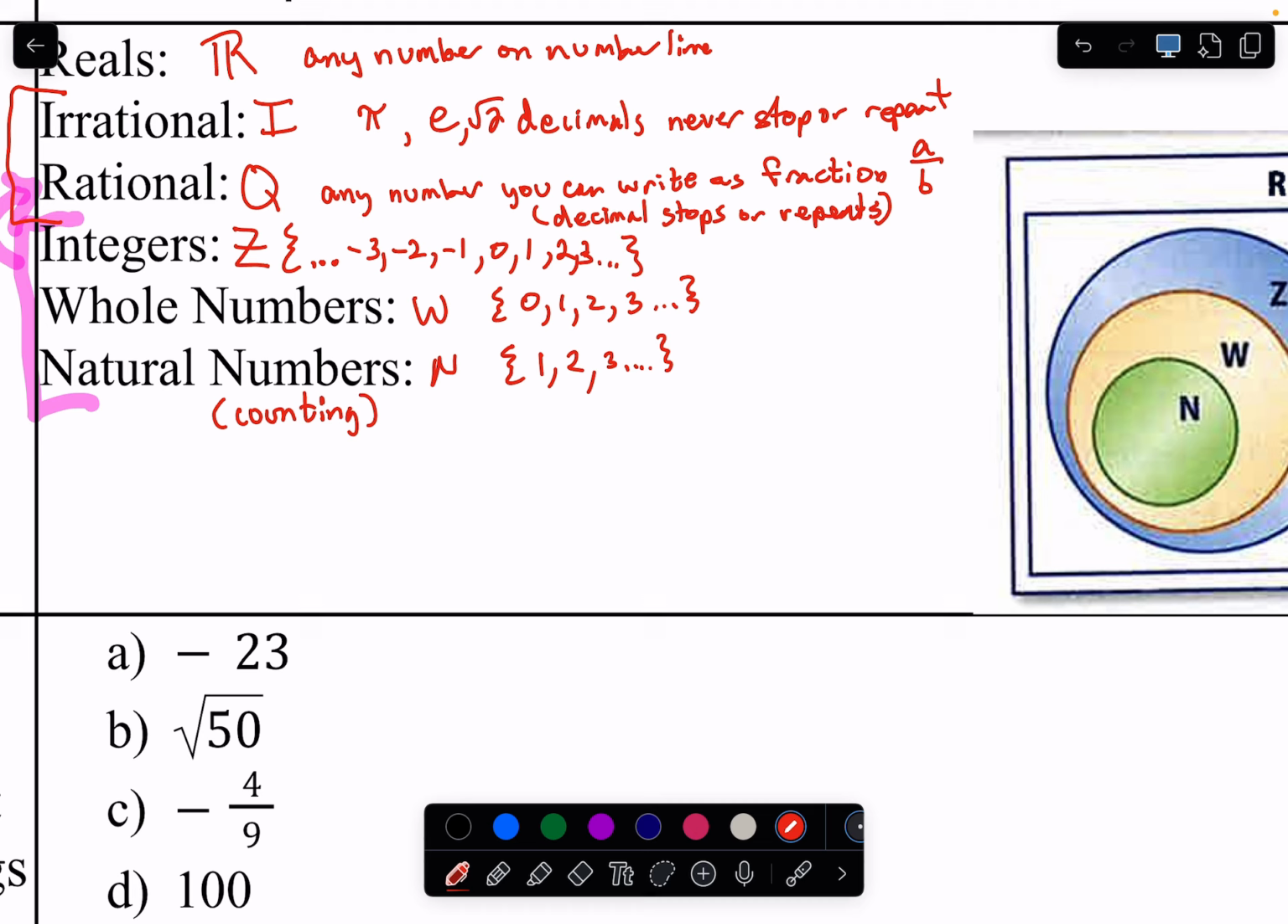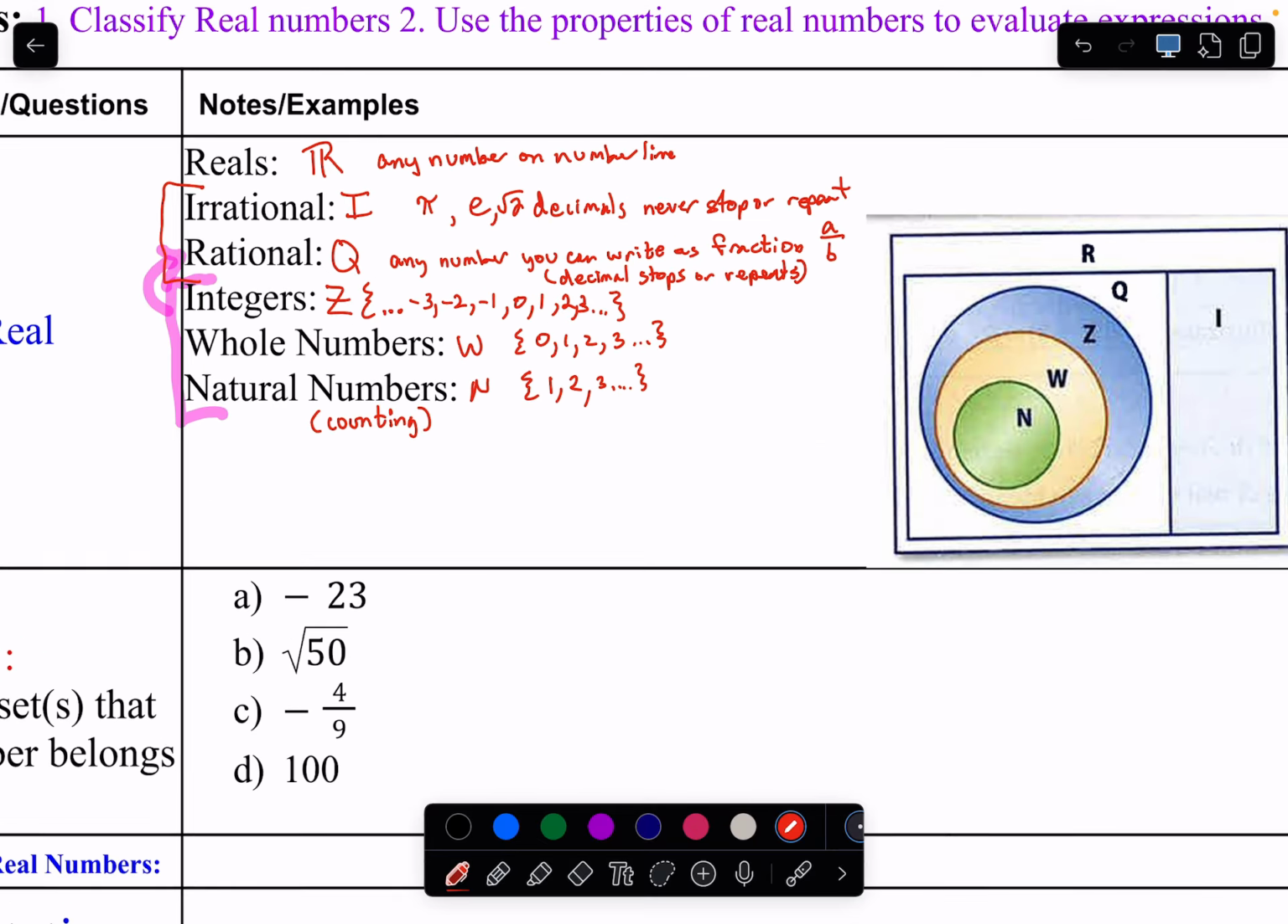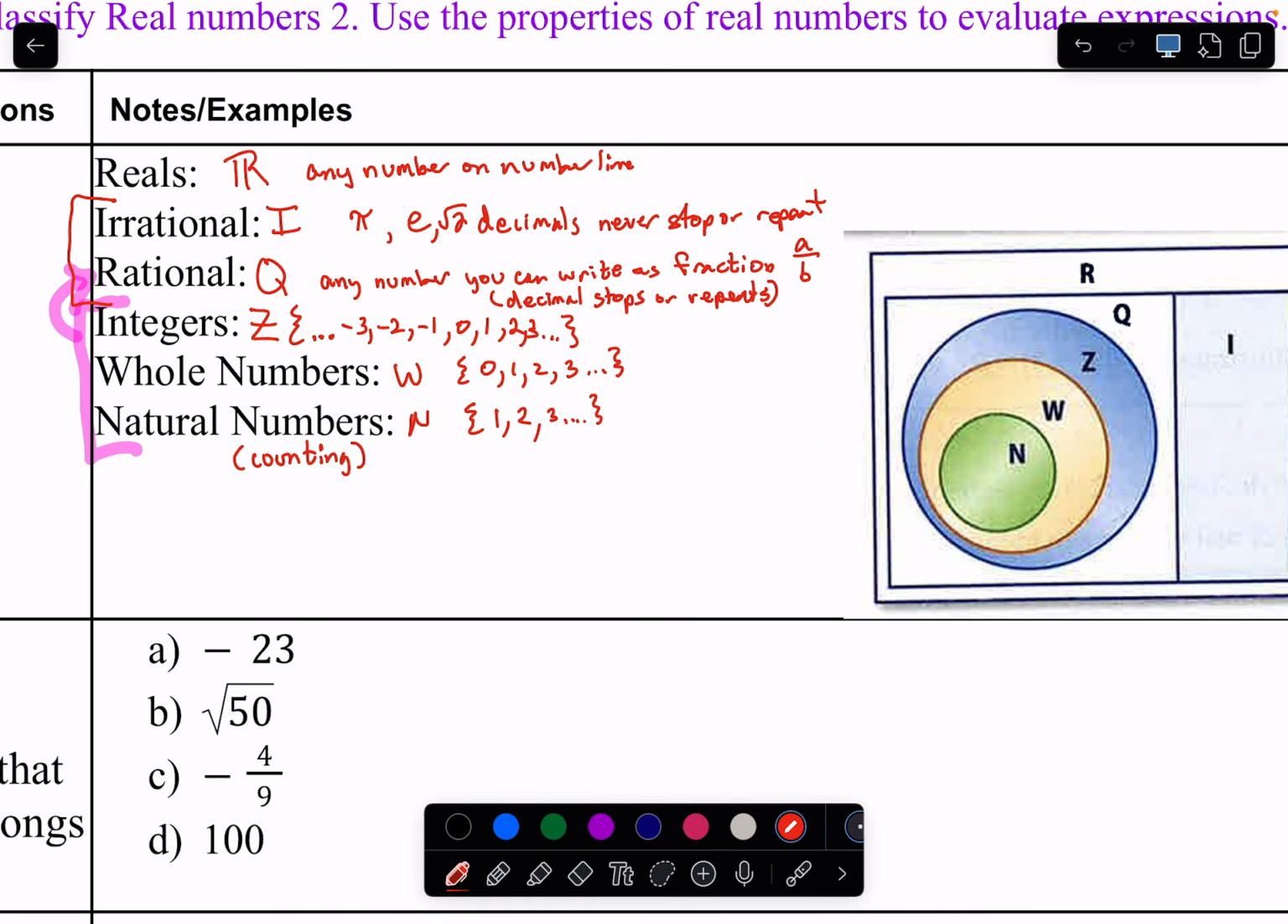When you think of natural numbers, think naturally, how do you count? 1, 2, 3, 4. And whole numbers throws in the 0, integers throws in the negatives. Okay? But know the symbols. It'll be helpful as we learn some notation that you might use in a pre-calc class. Okay? Any questions about the stuff you see there?